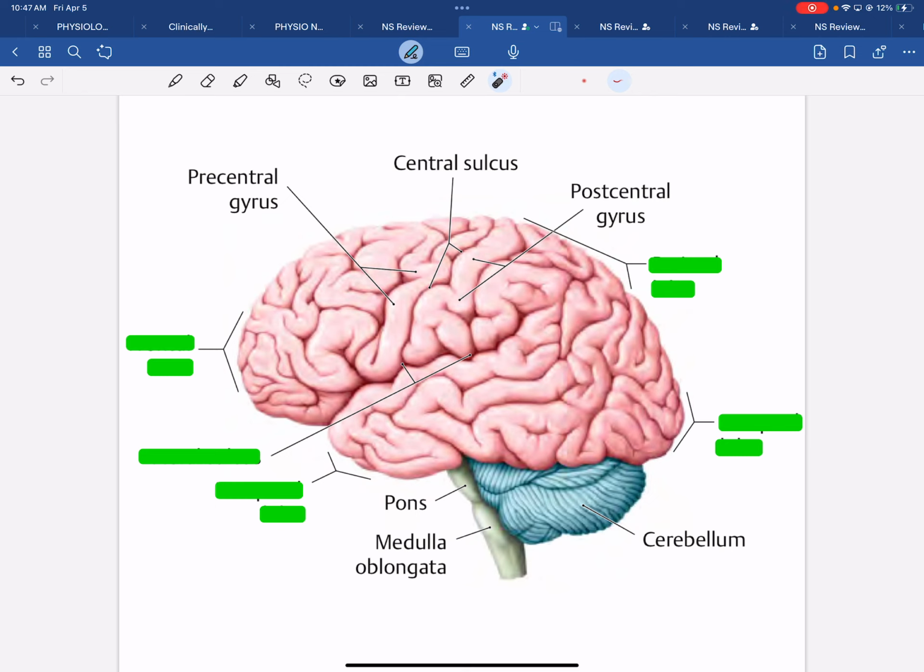Okay, that's a good one. Separates frontal lobe from parietal lobe. Good. That's probably the best one, actually. Good. Okay, what about function for precentral gyrus?